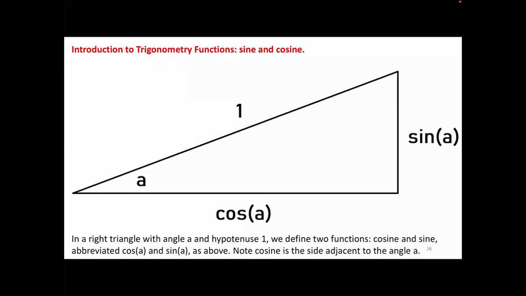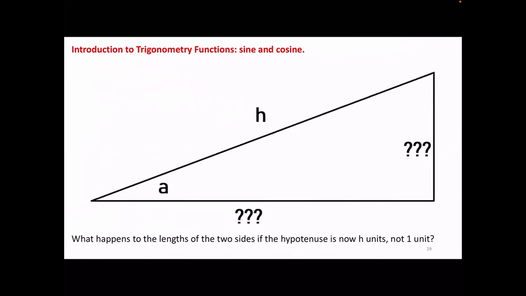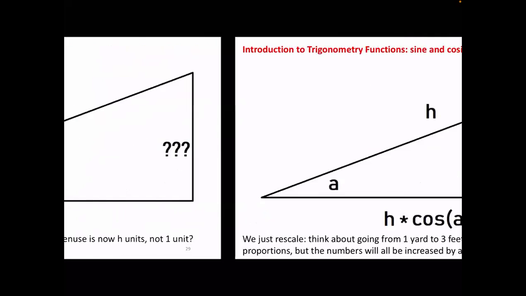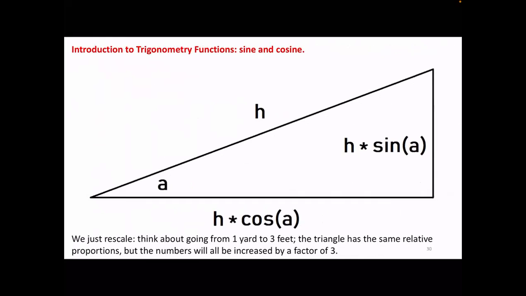And so the other thing is we sometimes say cosine is the adjacent side, sine is the opposite side. And so this is a triangle with hypotenuse 1. If I give you a triangle with hypotenuse h, well, these are similar triangles, so I just rescale. So if I'm now 5 times as long as I was before, then the base and the height are 5 times as long as before. And so the base is now h times cosine of a, and the height is just h times sine of a.